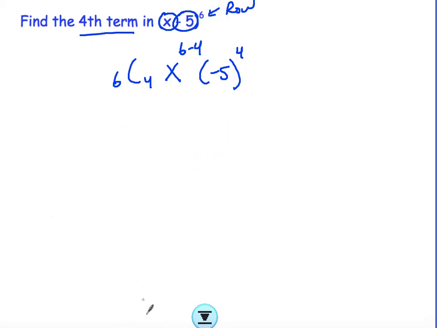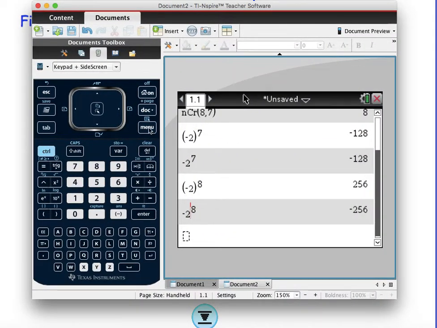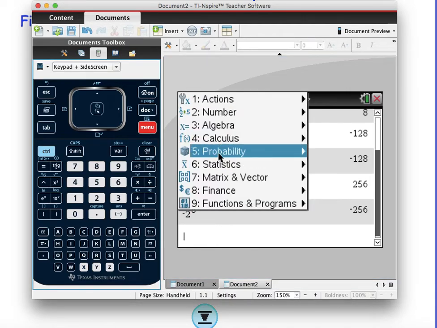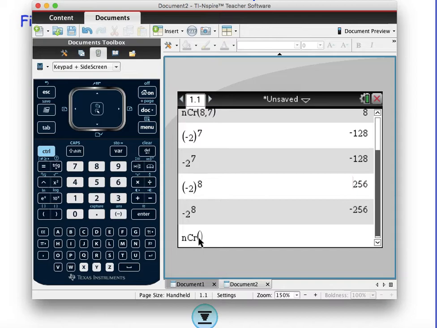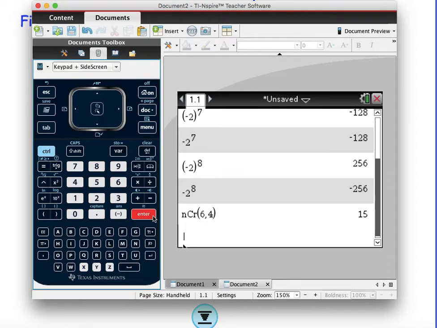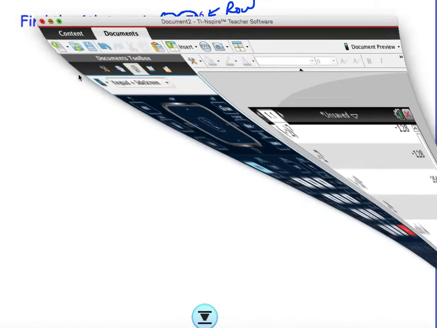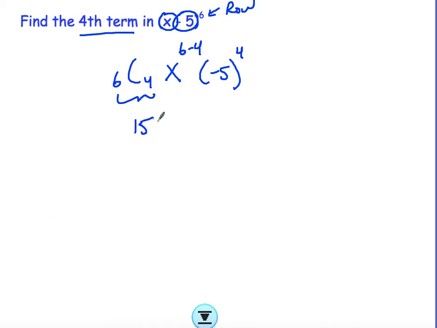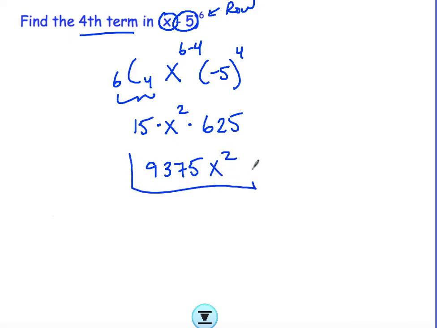All right, so in your calculator, 6 choose 4. So menu, 5, 3. Oops, I'll do it again. Menu, 5, 3. And then we need to do 6, comma 4. And we get 15. And then this will be an x squared. And then negative 5 to the 4th power, when you type that in your calculator, you get 625. And then multiply the 15 and the 625. And then that right there is your 4th term.